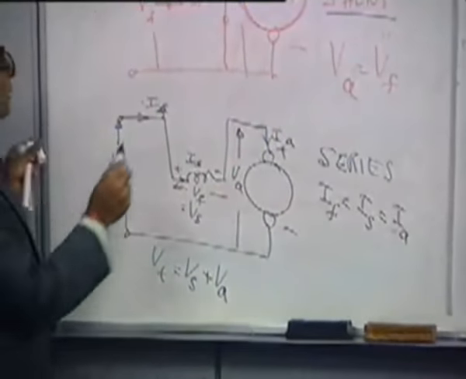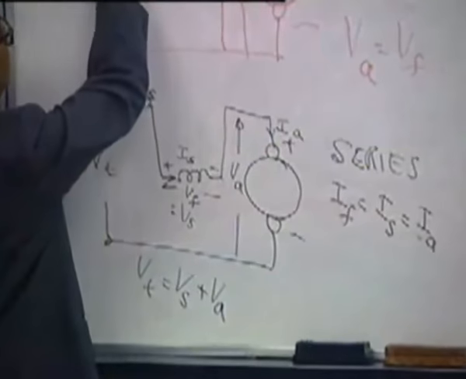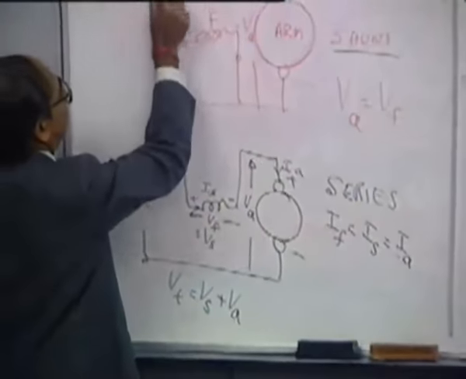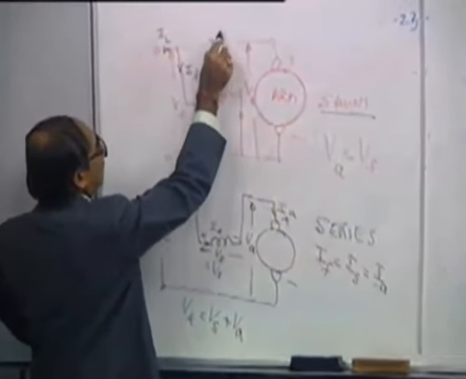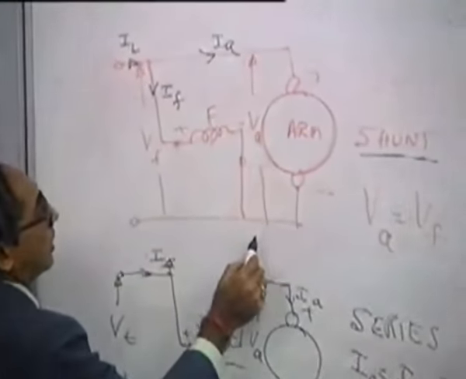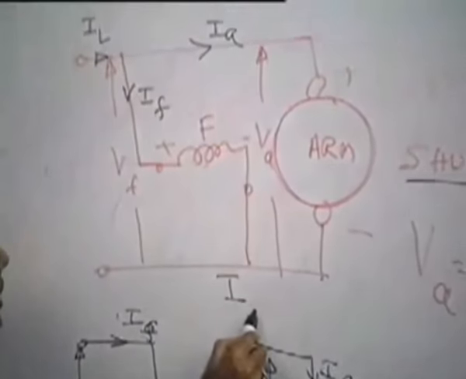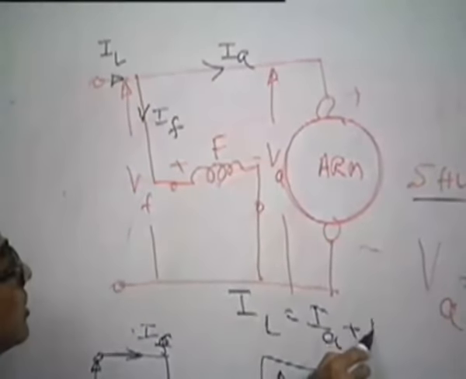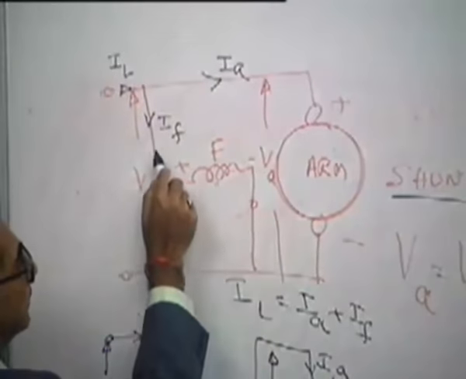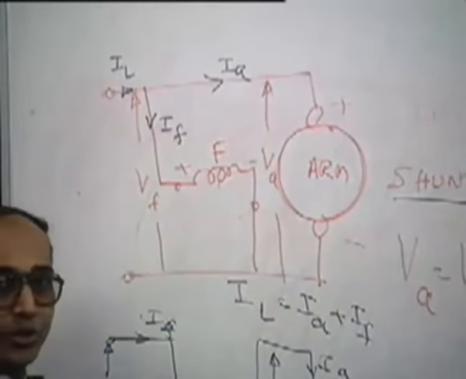So voltage at the terminal will be the voltage across the series field plus voltage across the armature. On the contrary, here the current, supposing entering, let us say IL, will have the current through the field and current through the armature. So you have the relation here that IL will be equal to IA plus IF as per the current direction shown here.